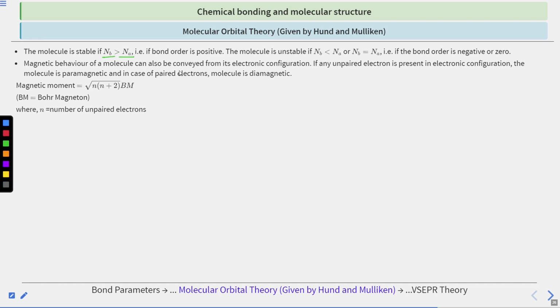Magnetic behavior of a molecule can also be conveyed from its electronic configuration. If any unpaired electron is present in the electronic configuration, the molecule is paramagnetic, and in case of paired electrons, the molecule is diamagnetic. So magnetic moment will be given by square root of n(n+2) BM, where BM is Bohr magneton and n is the number of unpaired electrons present in the molecule.